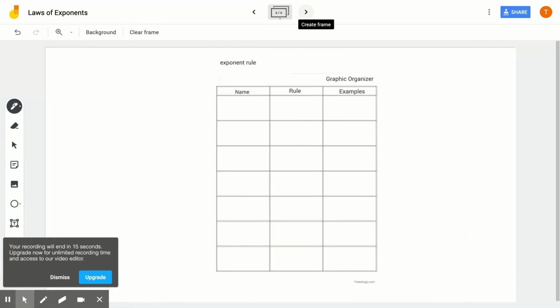Let's go to the next one. And this is just a graphic organizer for your benefit. You guys can just put down the exponent rule and the name of it, what the rule is, and then write some examples. And if you need any help, feel free to email me.